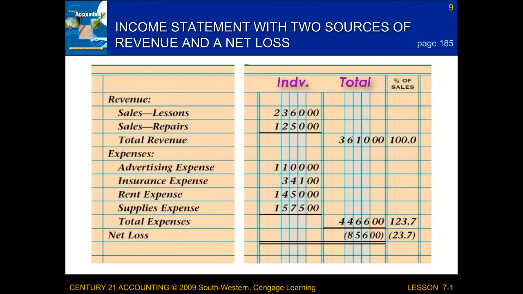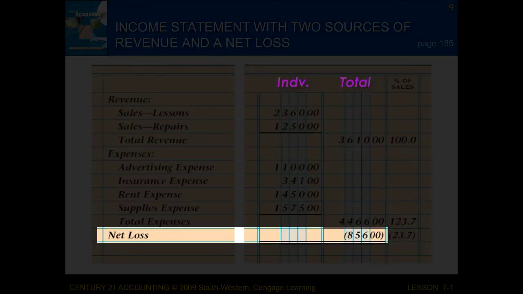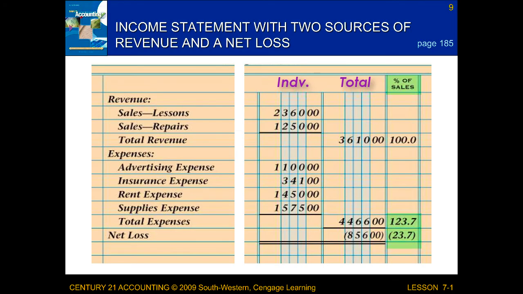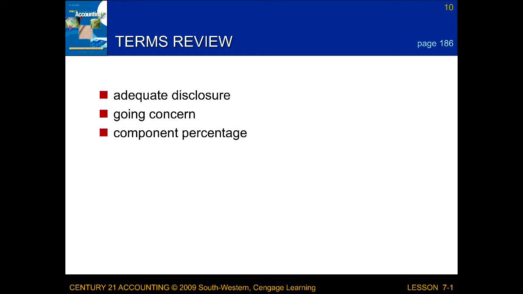Again, with a net loss, we still put the total amount in the right total column, but anytime it's a loss or a negative number, we put it in parentheses. So you're going to see the component percentage would also be negative because you would have to take 123.7 minus 23.7, and that would equal out to get your 100%. So you should have added those three terms to your Quizlet.